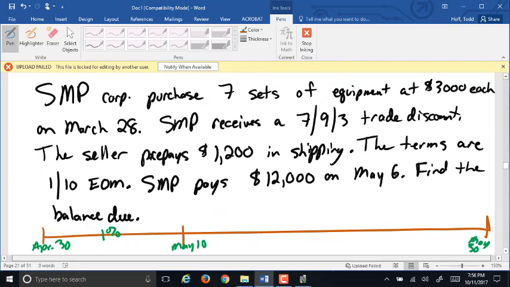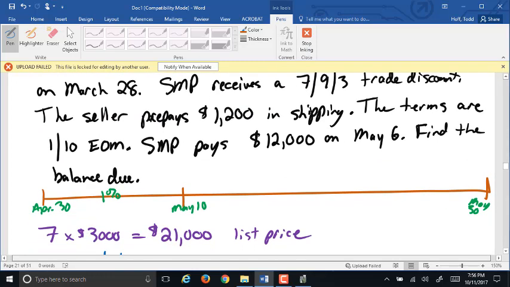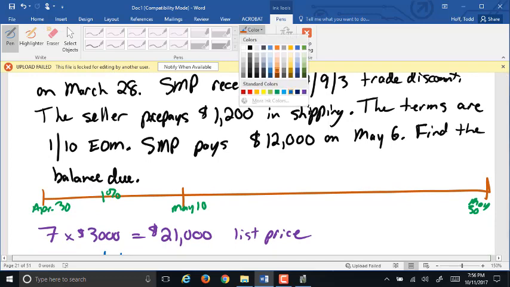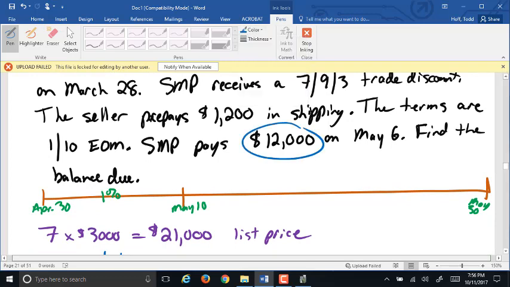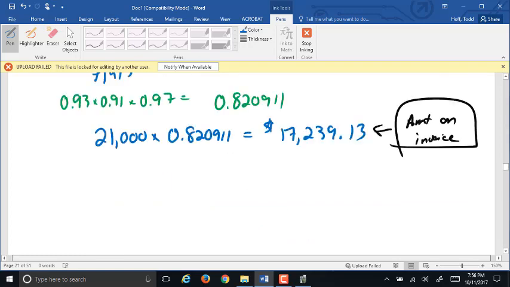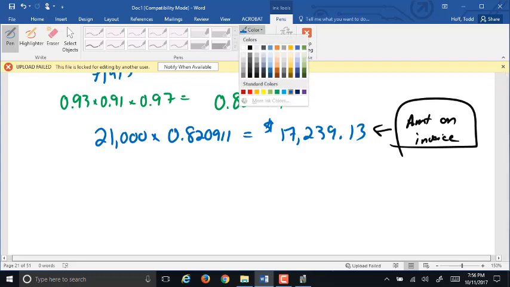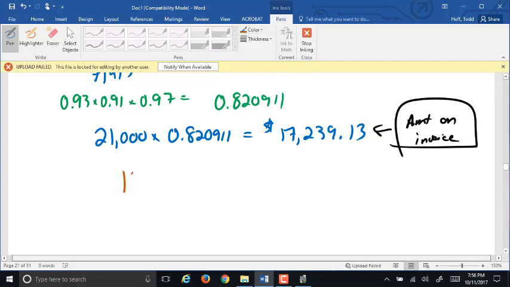Now they made a payment of $12,000 on May 6th. Do they get the discount on that? Yes, they do. Well, not the discount, but the shipping. So there's actually 10,800 that gets applied towards that invoice amount.